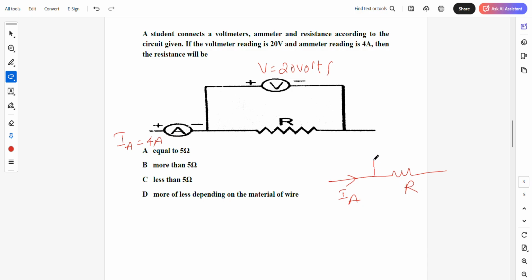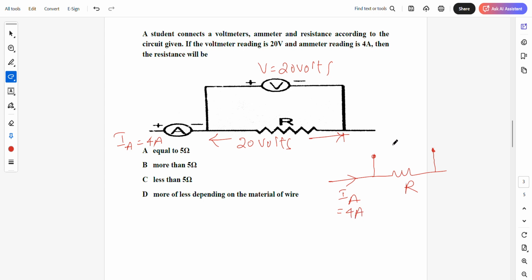Now if I assume this is ideal, what is the voltage here? The voltage will be 20 volts only, because that is the reading of the voltmeter. What is the voltage across this R? That is 20 volts. IA is 4 amperes.